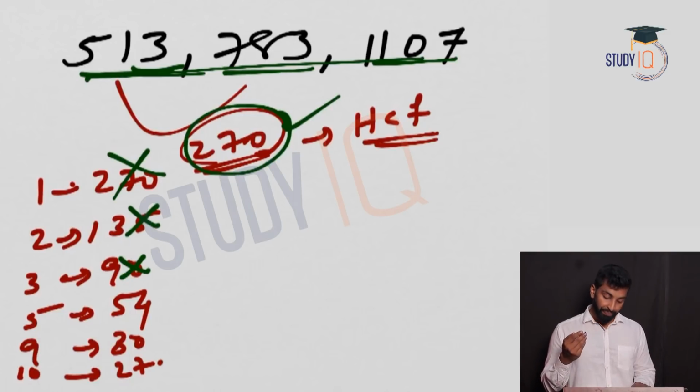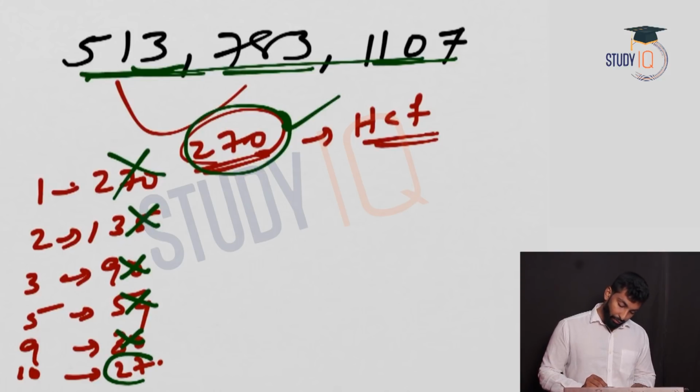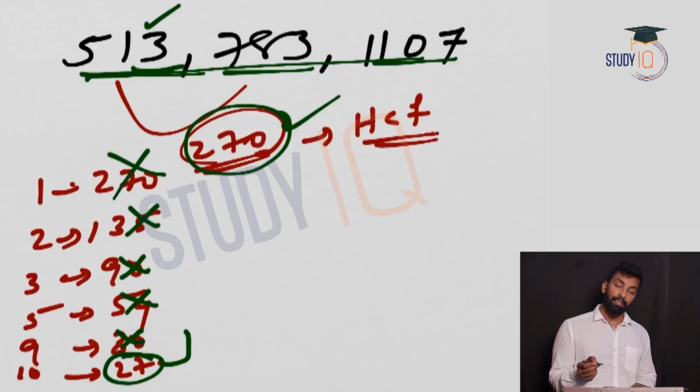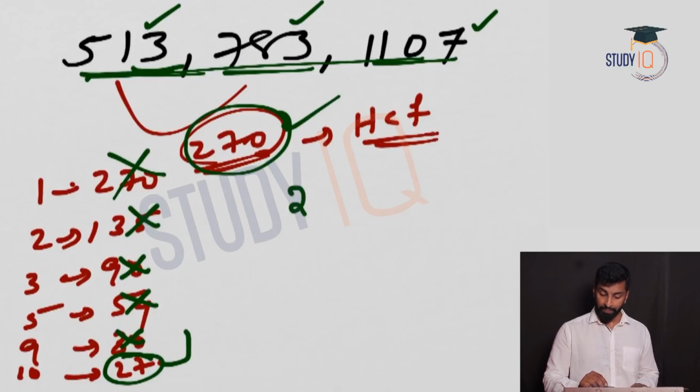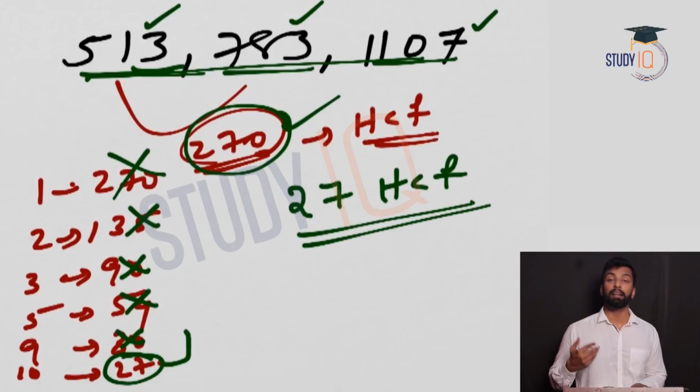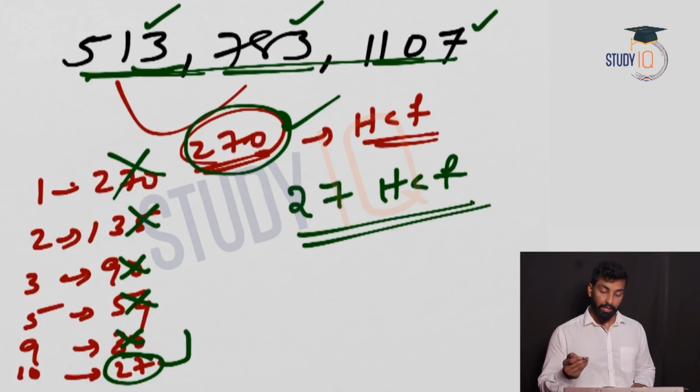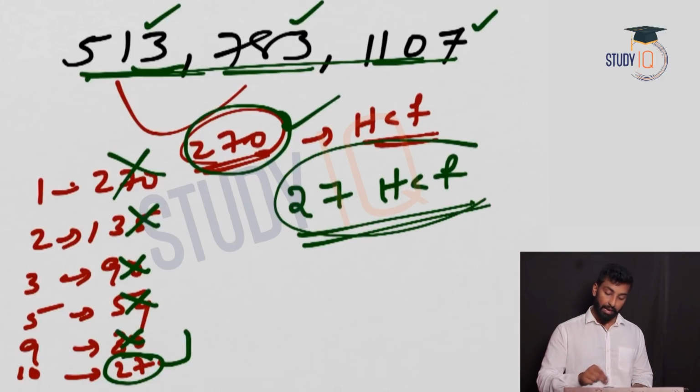You cannot divide by 90. You cannot divide by 54 also because it's an even number and all the three are odd numbers. You cannot divide by 30 also. Now you need to check for 27. So 27, if you check, it is divisible. 513 is divisible by 27, 783 is divisible by 27, 1107 is also divisible by 27. What does it mean? 27 is your HCF. And this is what they asked to find out. What is the largest number which can divide all the three completely? 27 is the largest number.